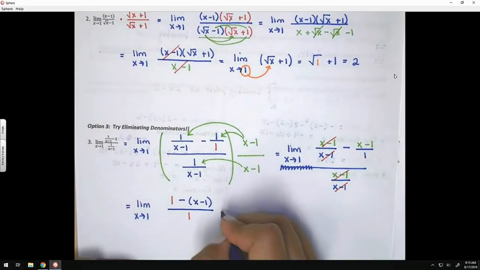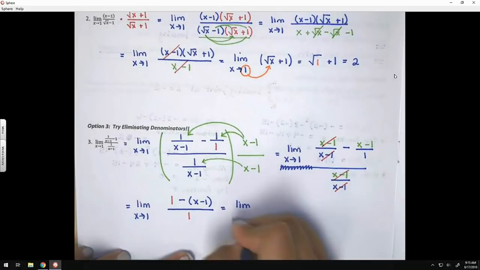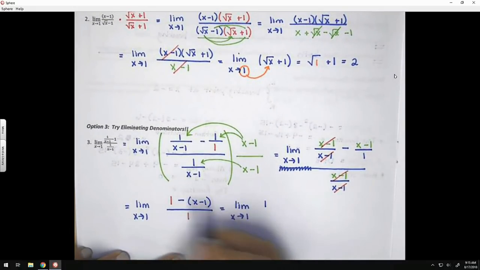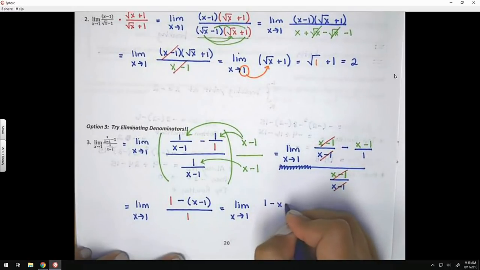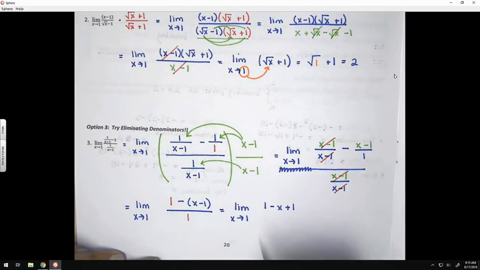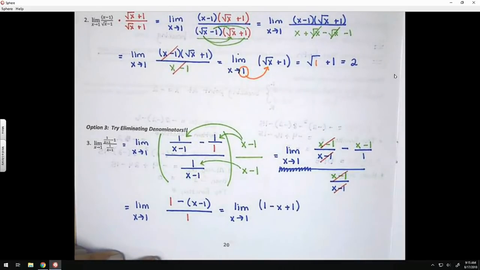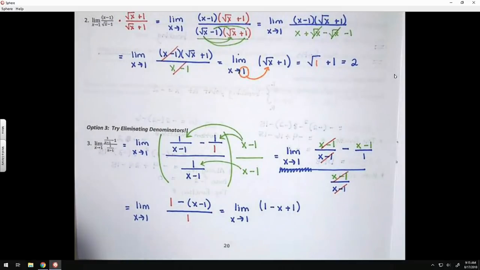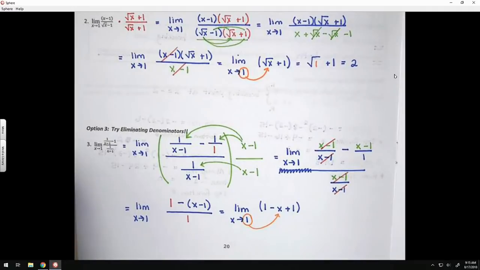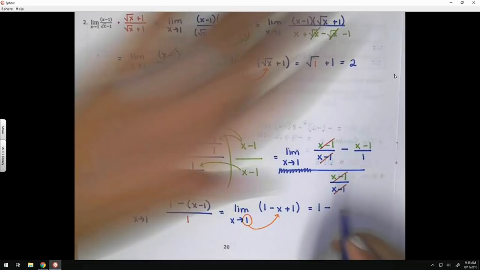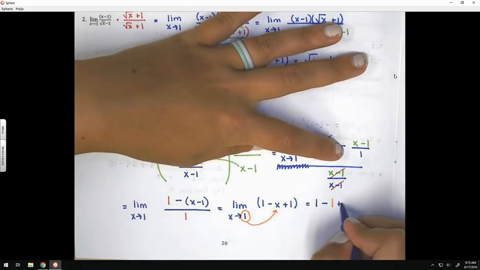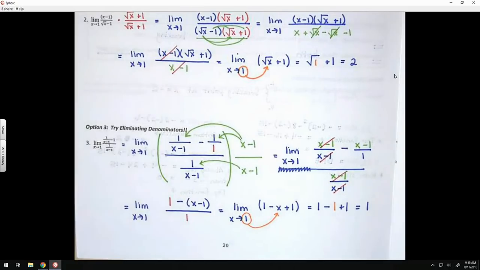Now if I simplify my new fraction, I'm going to have the limit as x approaches 1 of 1. Now when I distribute this negative, I'm going to have minus x plus 1. And I don't really need to write the over 1. Now if I try to plug in my 1, I'm going to have 1 - 1 + 1, which is just 1. And that would be my final answer.